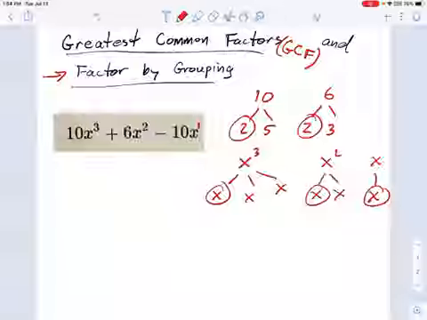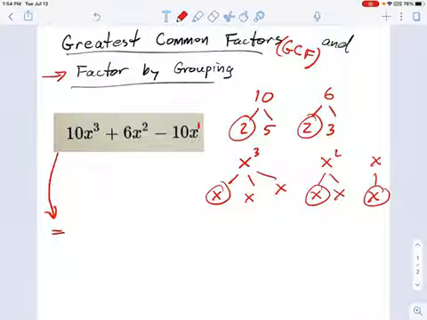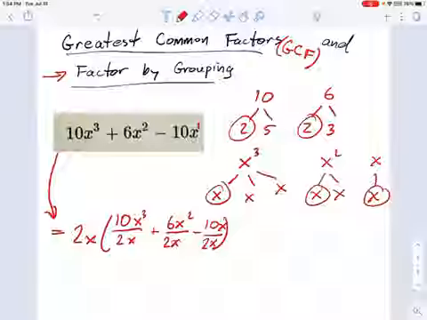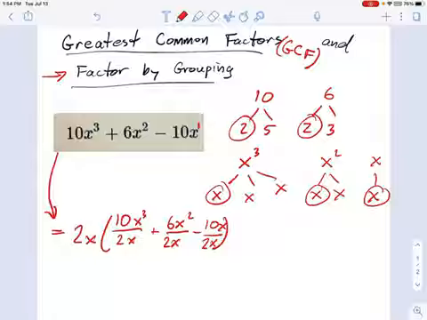We're going to say this expression equals 2x, that's the greatest common factor, times something else. And what you do at this point is you now take that whole polynomial and divide each one of those terms by the greatest common factor. So 10x cubed divided by 2x plus 6x squared divided by 2x and minus 10x divided by 2x. The reason it's divided by 2x on each of these is this.